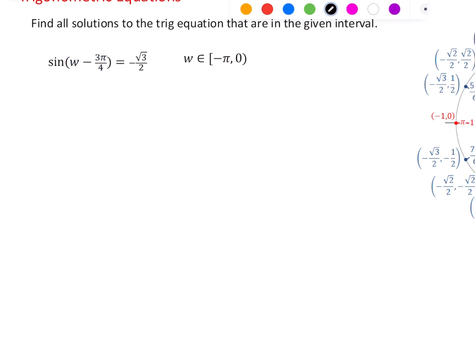Sometimes it's helpful when you have more complicated arguments like this to do some sort of substitution. Let's solve sine A equals negative rad 3 over 2. Once we find all the angles A where this is true, we will then determine what the angles W have to be, and then we will limit our W's to this window.